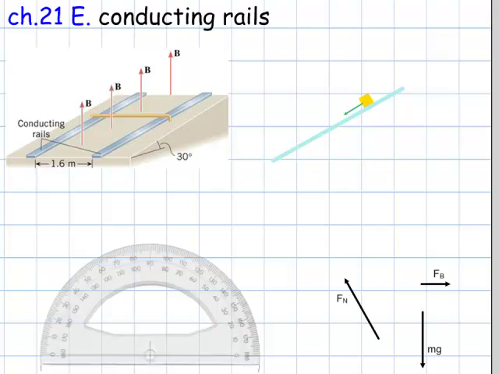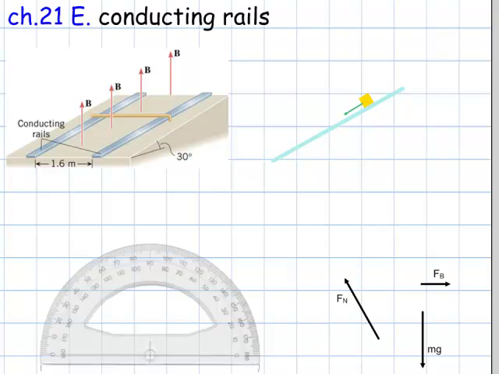This is the problem on the conducting rails, and it reads: the two conducting rails in the drawing are tilted upwards so they each make an angle of 30 degrees with respect to the ground. The vertical magnetic field has a magnitude of 0.050 Tesla. The 0.20 kilogram aluminum rod, length 1.6 meters, slides without friction down the rails at a constant velocity. How much current flows through the bar?